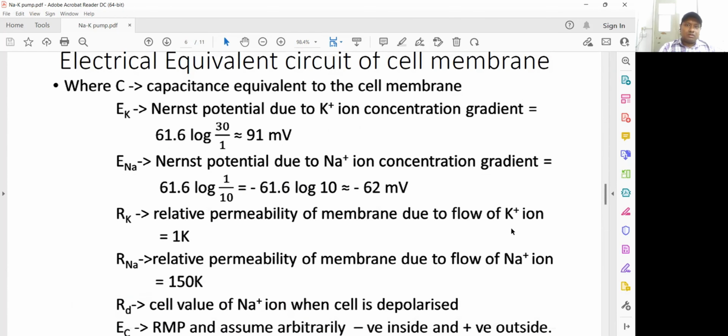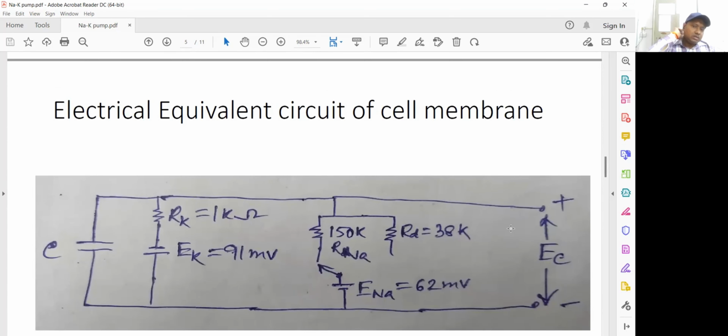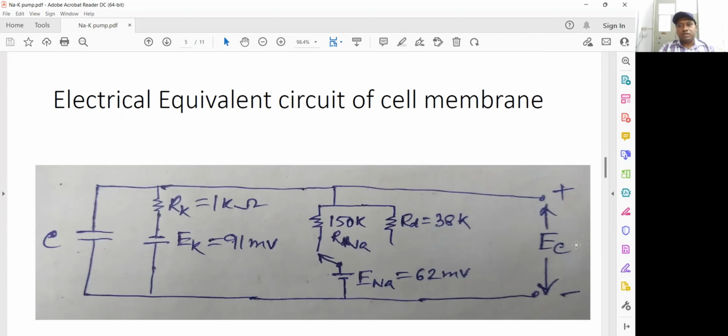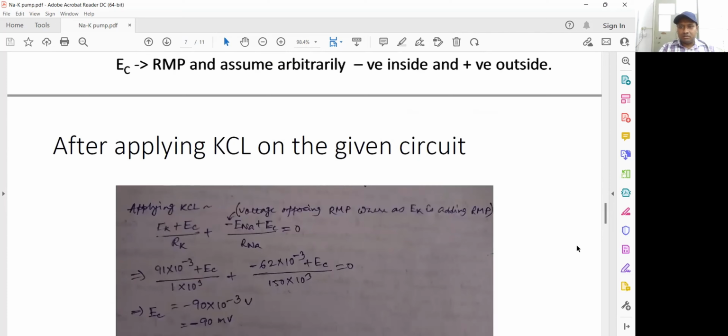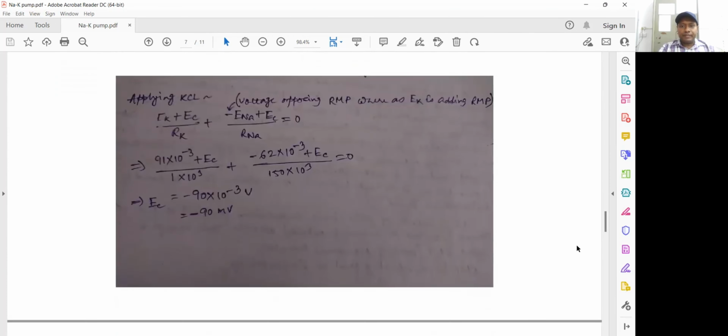So our equivalent circuit, which we tried to use to simulate the nature of the cell membrane, is successful. Over here at the EC we get exactly 90 millivolt, which was the RMP, resting membrane potential, for natural cells. Okay, so are there any queries?